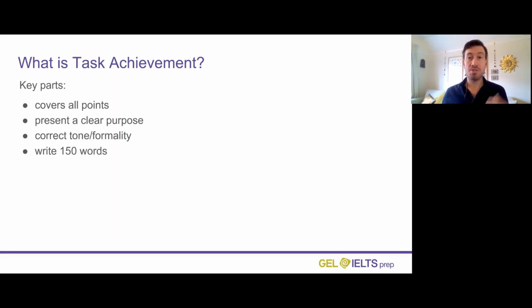And it's 150 words, remember, task 1. So if you're writing less than that, you're probably not going to get very high marks, because it means you will have missed something from the task. And if you write more than that, you're probably going to run out of time. So 150 words is a good limit to try and aim for.